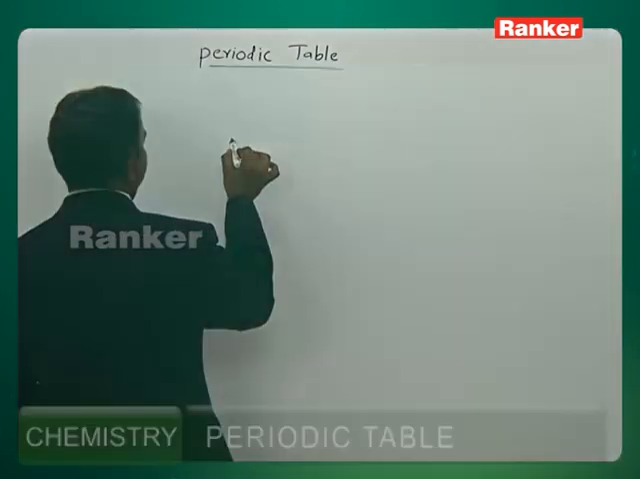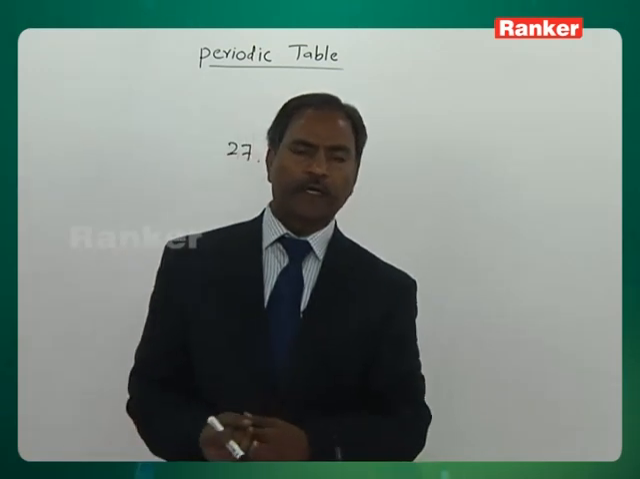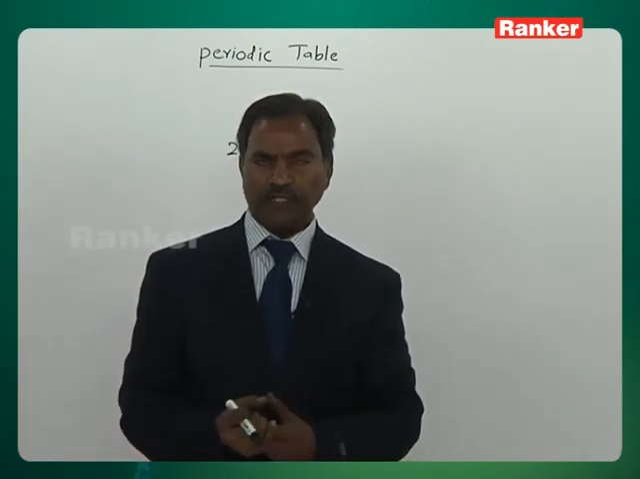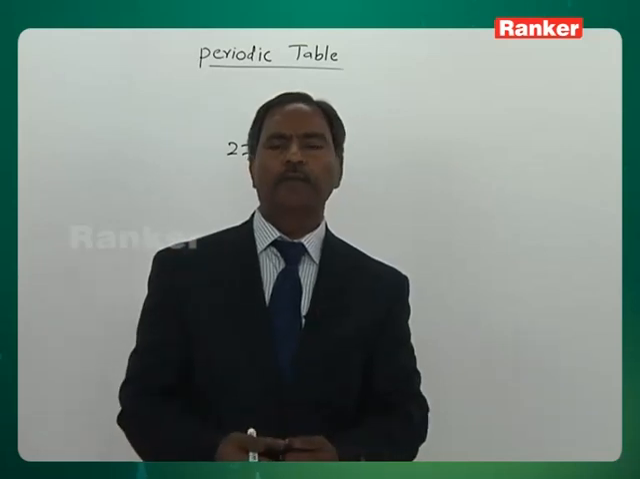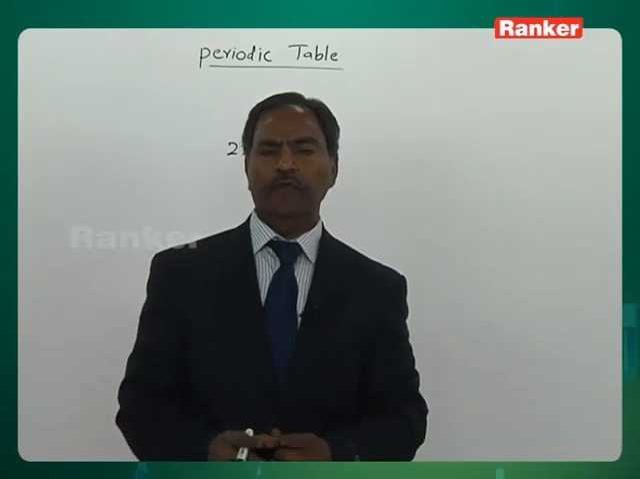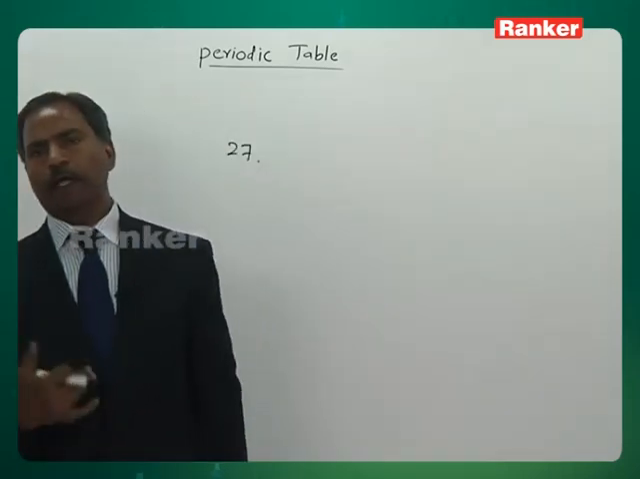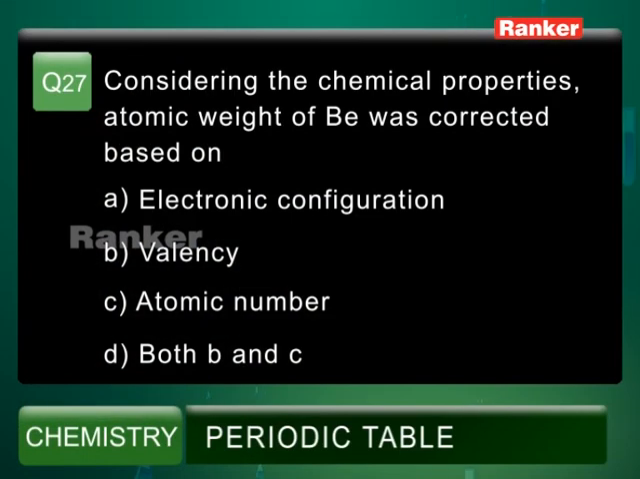Look here, question number 27. Considering the chemical properties, the atomic weight of beryllium was corrected based on: A electronic configuration, B valency, C atomic number, D 2 and 3 are given. Both B and C is given. The atomic weight of a particular element can be corrected only based on valency. Therefore, beryllium's atomic weight was corrected only based on its valency and its chemical properties. Therefore, question number 27, answer is B.